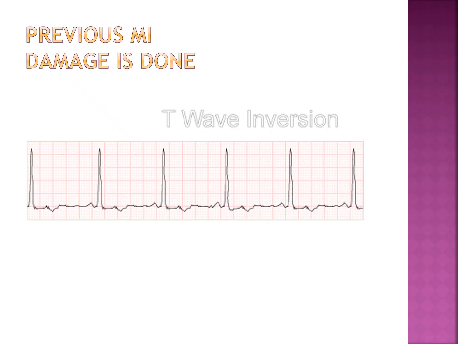And then when they've had a previous MI or some sort of damage that's been done, they'll get an inversion of their T wave. They have a normal P, QRS, and then our T is inverted. So that's T wave inversion. That usually means somewhere along the line they've had a previous MI.